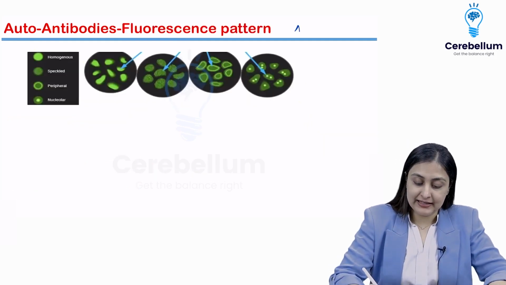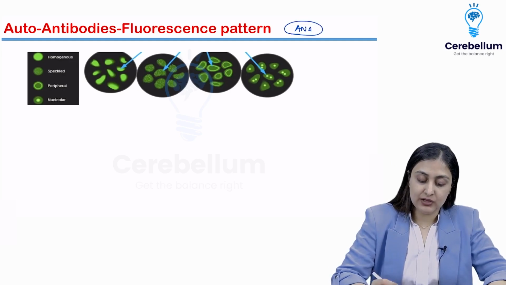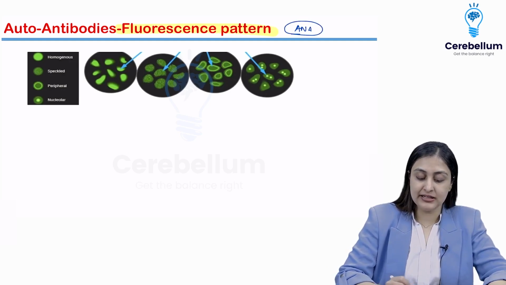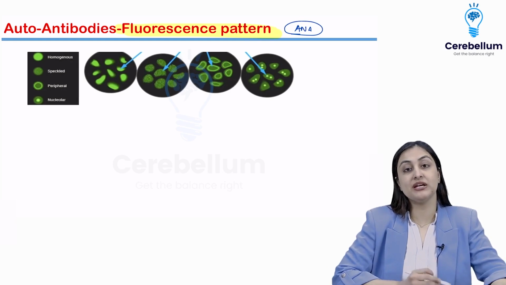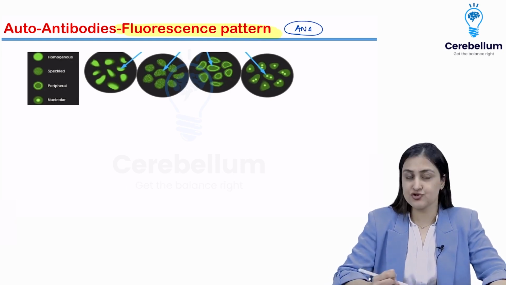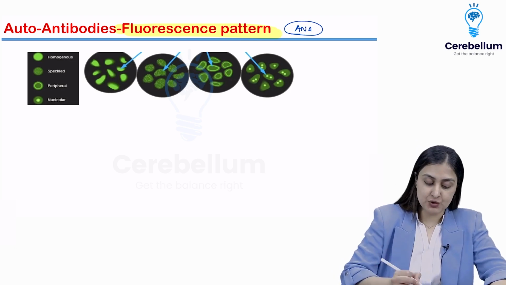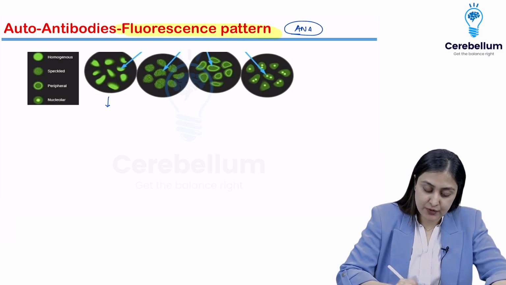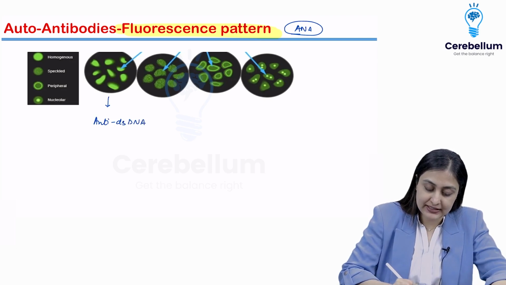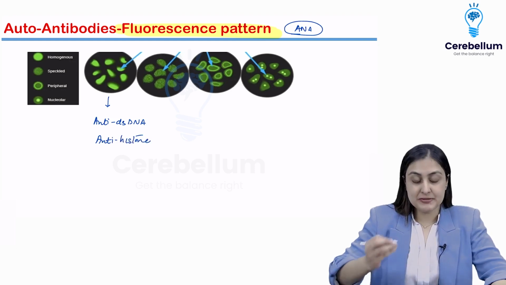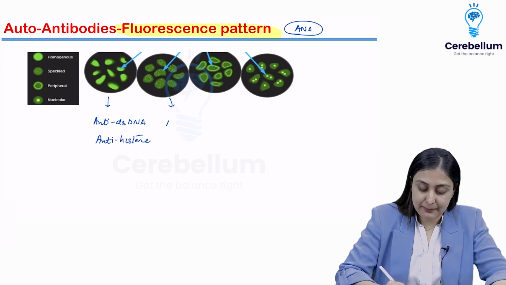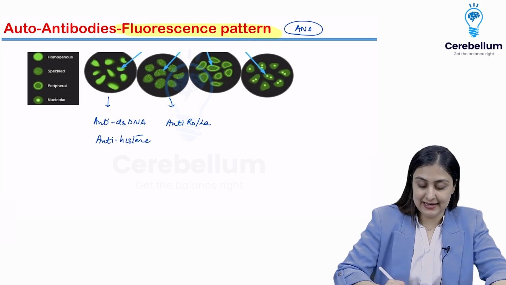For ANA, anti-nuclear antibody, what we do is look at the fluorescence pattern, and depending on the fluorescence pattern, we can further classify. This is slightly extra edge for INICET, okay. Wherever you see this homogeneous fluorescence, two antibodies show this. One is anti-double stranded DNA and second is anti-histone. Then you have a speckled pattern. Speckled patterns are your anti-Ro and La, which is SSA and SSB.